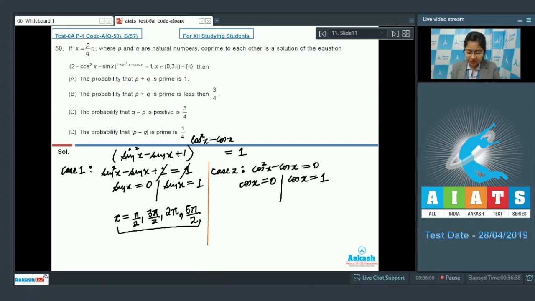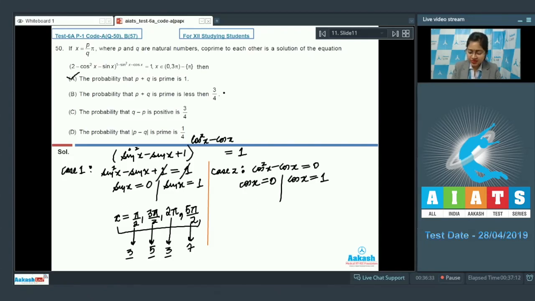Now, it has been written in the form p by q into pi. Now, let us find the probability that p plus q is prime. In this case, p plus q is 3. In this case, p plus q is 5. In this case, it is 3. And in this case, it is 7. So, all of them are prime, which means that its probability is 1. So, option number A is the correct answer.